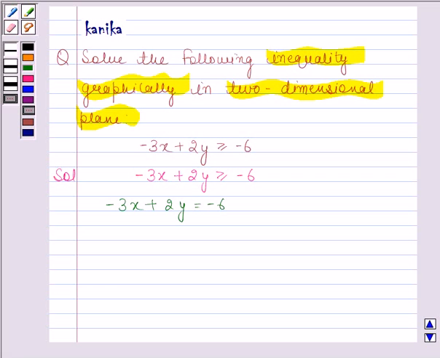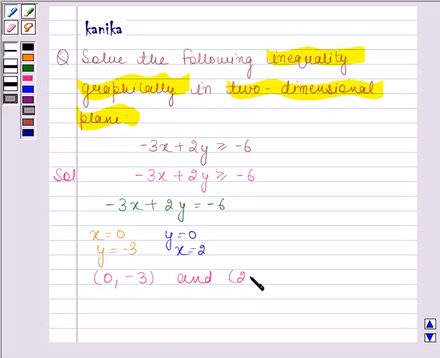For plotting the graph, we need at least two solutions of this equation. So let's first find the two solutions of this equation. If x is equal to 0, then y is equal to -3. And if y is equal to 0, then x is equal to 2. So the two solutions of this equation are (0, -3) and (2, 0).